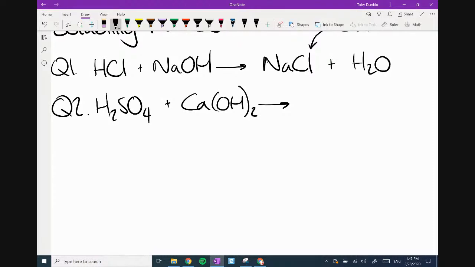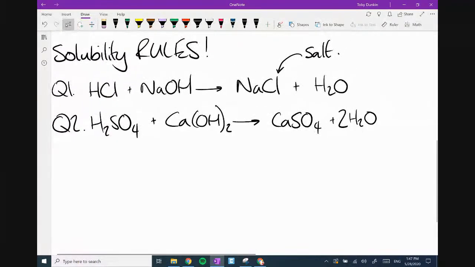I love the fact that you guys have got all the formulas great, which is superb. We're going to form calcium sulfate and water, and it would indeed be balanced like that. There we go. And I'll then label this as salt.